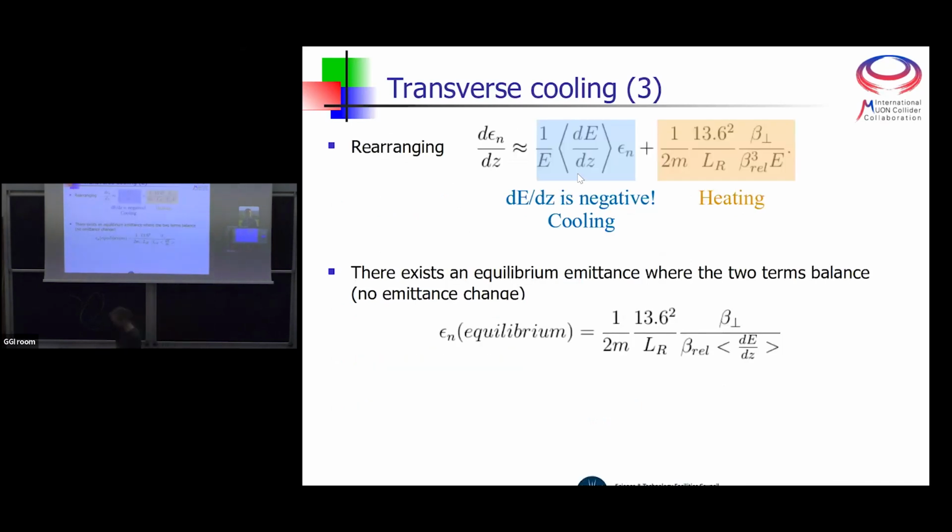Okay, so we got two parts to the equation. We got a negative part, which is cooling, and we've got a positive part, which is heating. So dE/dz is always negative, of course. We always lose energy in an absorber. And this is proportional to emittance over here. So if I make this zero, then we can rearrange the equation to write down the equilibrium emittance, where this part is equal to this part. Just rearrange the equation, and we get this expression for an equilibrium emittance.